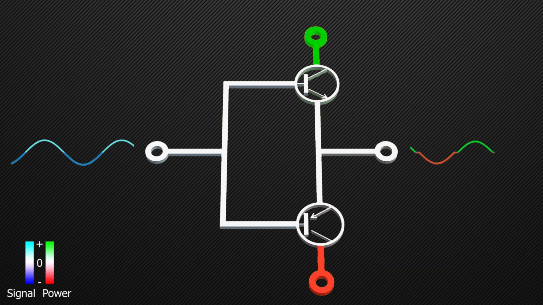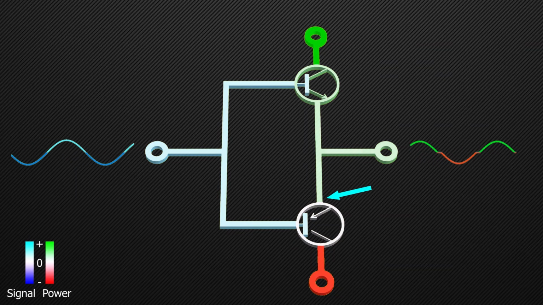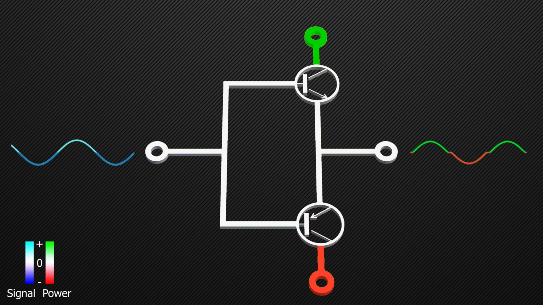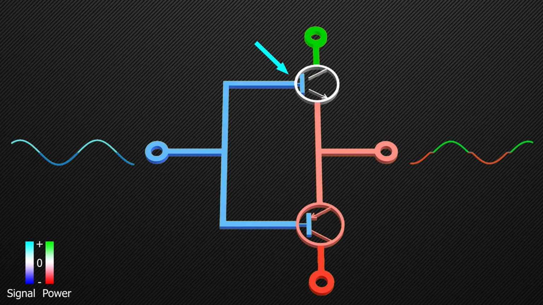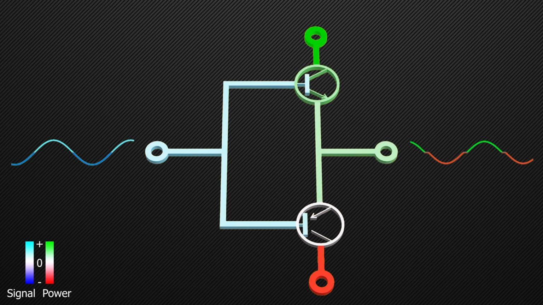During the positive cycle, the voltage at the base of the PNP transistor is higher than its emitter, hence this transistor is in its cutoff region. Similarly, in the negative cycle, the voltage at the base of the NPN transistor is lower than its emitter, hence this transistor is in its cutoff region.